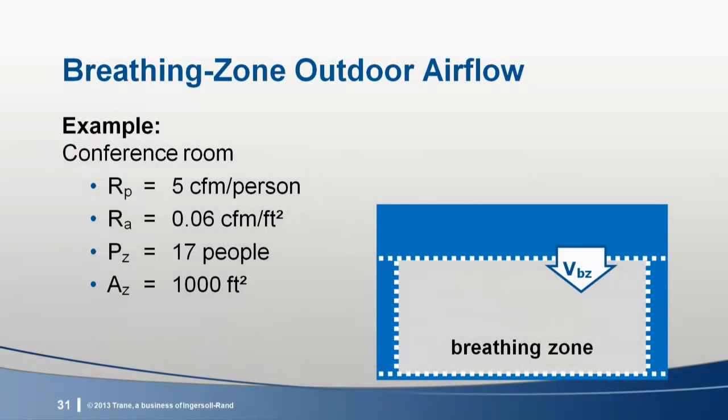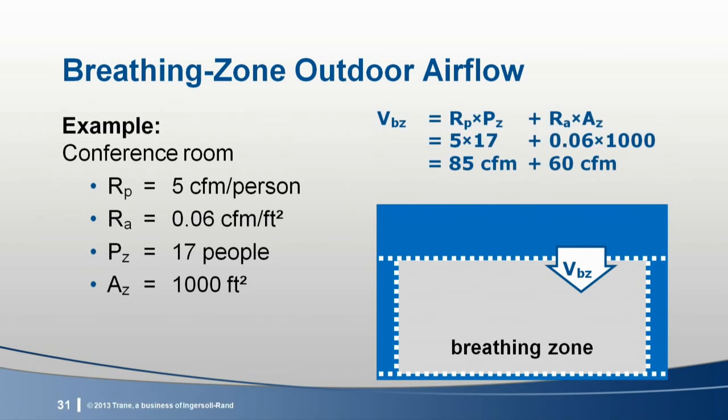Let's look at one more example. Again, 1,000 square foot zone, but this time it's a conference room designed for 17 people. The Table 6-1 requirements are the same for a conference room as they are for an office in our previous example: 5 CFM per person plus 0.06 CFM per square foot.